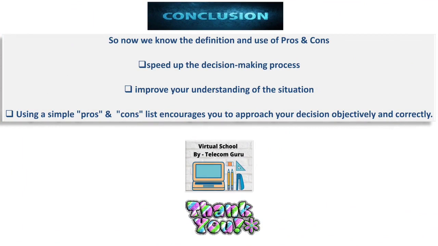So what is the conclusion? We know the definition and use of pros and cons. It is used to speed up the decision-making process for your business, for your personal work, whatever your field is. It improves your understanding of the situation and accordingly you decide. Using a simple pros and cons list encourages you to approach your decision objectively and correctly. Once you are in your professional field, you are going to use the pros and cons list often, and it will be used a lot. But it is not SWOT analysis. We will talk about SWOT analysis some other time.